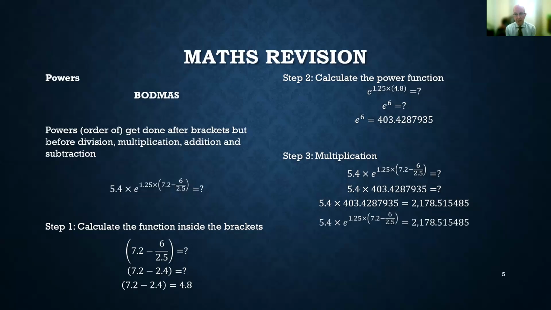And so therefore, what is 5.4 times E to the power of 1.25 times, open brackets, 7.2 less 6 divided by 2.5, close brackets? Well, that equals 2,178.515485. And for those of you that are a little bit unsure, I suggest that you pause the video here and have another go, and just make sure that you're comfortable being able to calculate this function.